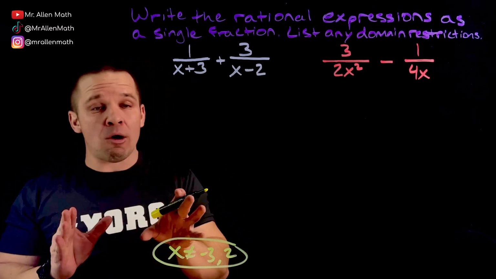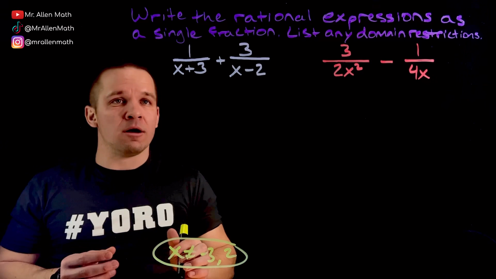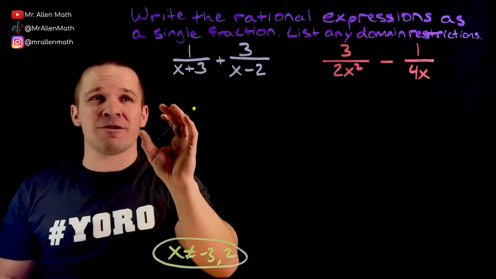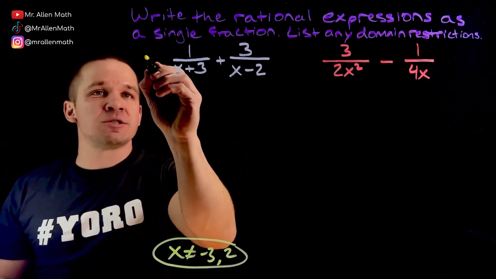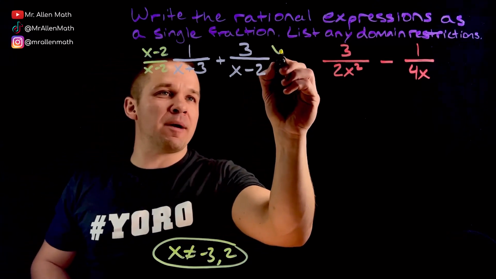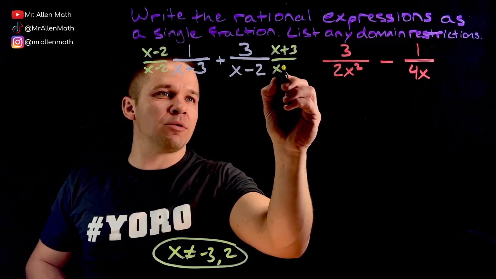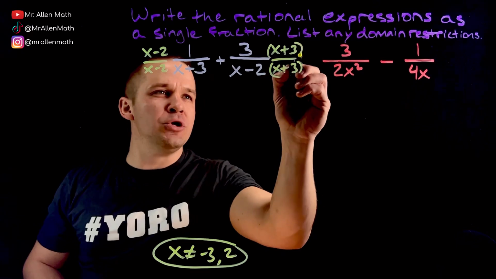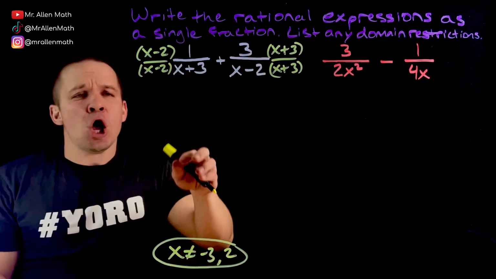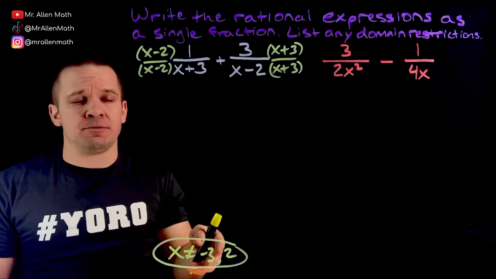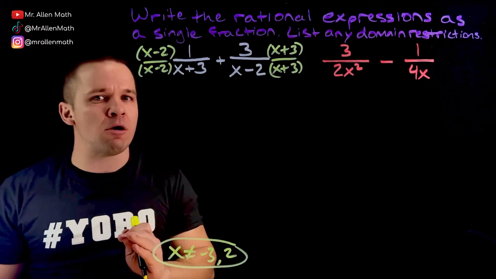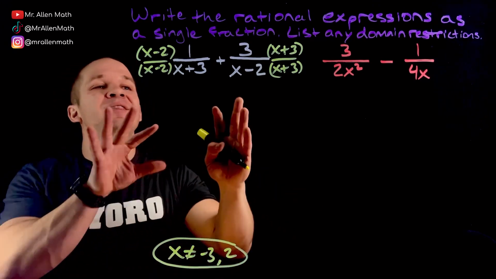All right, now I got to get like denominators, okay? In this situation, I just got to multiply the two fractions, numerator and denominator, by each other. So this one's going to get multiplied by x minus 2 over x minus 2, and this one's going to get multiplied by x plus 3 over x plus 3. Okay. So when you're multiplying by x minus 2 over x minus 2, you're really just multiplying this fraction by 1. It's a creative form of 1, but it's 1 no less. Therefore, it's mathematically equivalent. That's why we're able to do that.